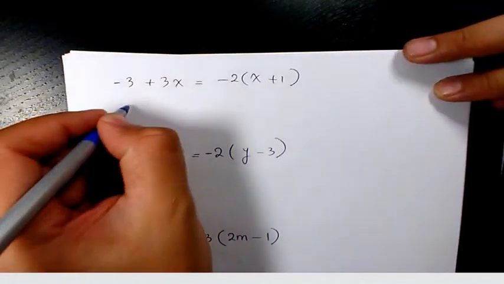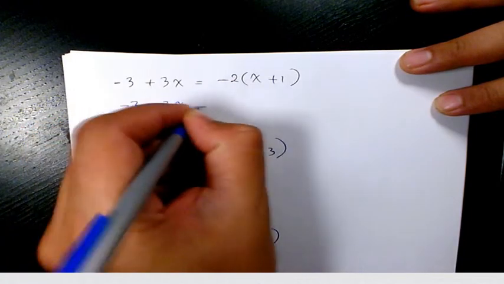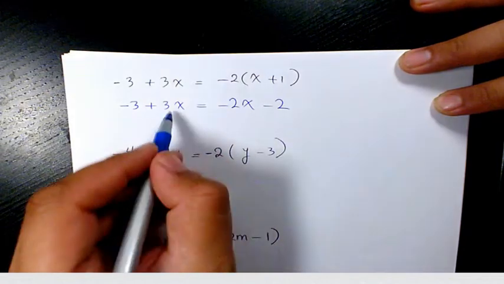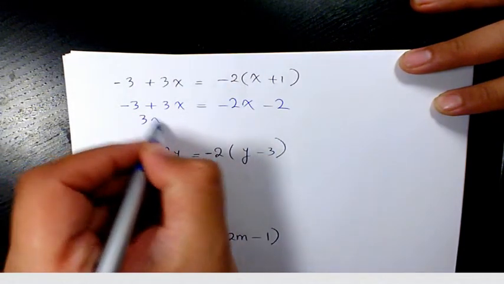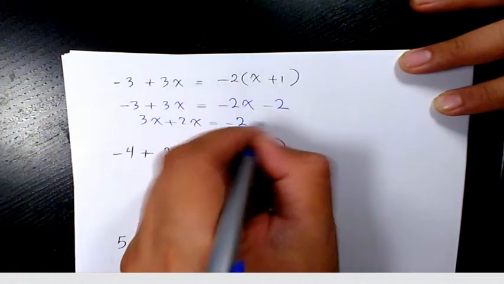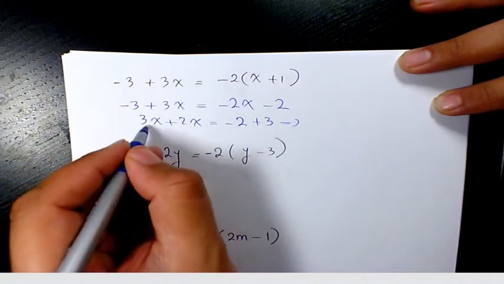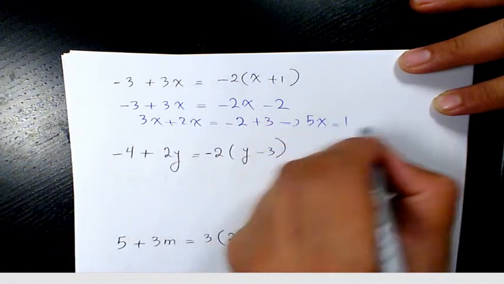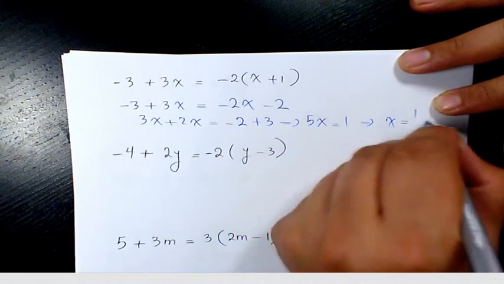Next one, negative 3 plus 3x equals negative 2 times x, negative 2x, negative 2 times 1, negative 2. So we move this one to the left hand side, so it's going to be positive. Negative 2 on the left hand side, negative 3 you move here, it's going to be positive 3. 3x plus 2x is going to be 5x. 3 minus 2 is going to be 1, so x will be 1 divided by 5.